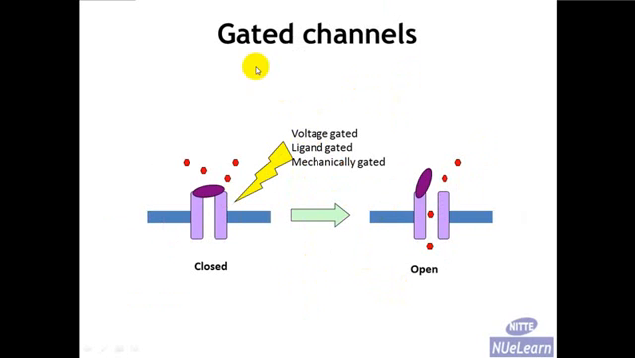Gated channels are of different types. You have what are called voltage gated channels, which are essentially channels which open or close depending upon the potential difference across the membrane in the surrounding region. And then you have ligand gated channels where the presence of specific binding molecules opens or closes the gates. Then you have mechanically gated channels where the stretch of the cell membrane or shear stress in the cell membrane determines the open or closed state of ion channels.